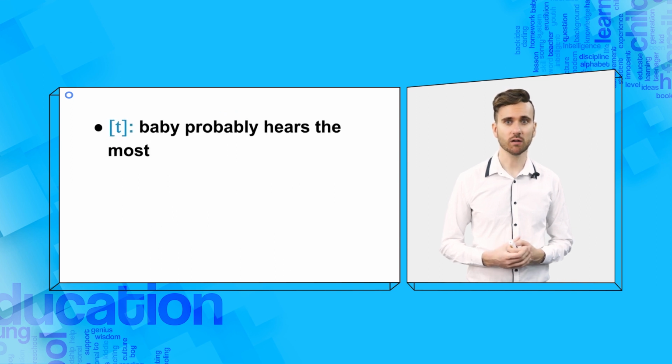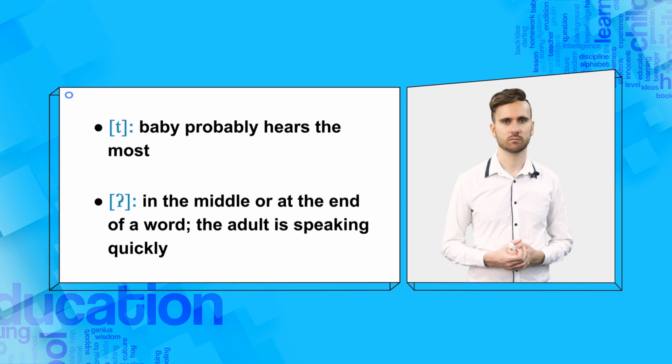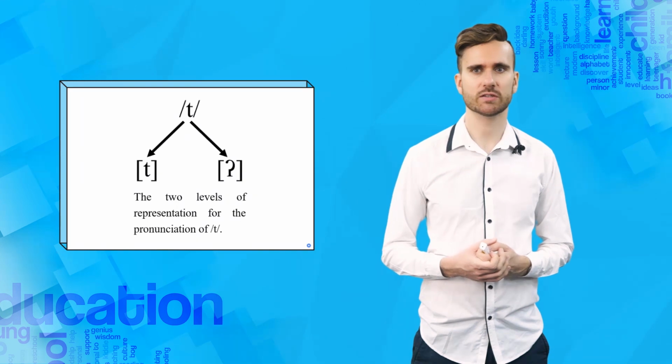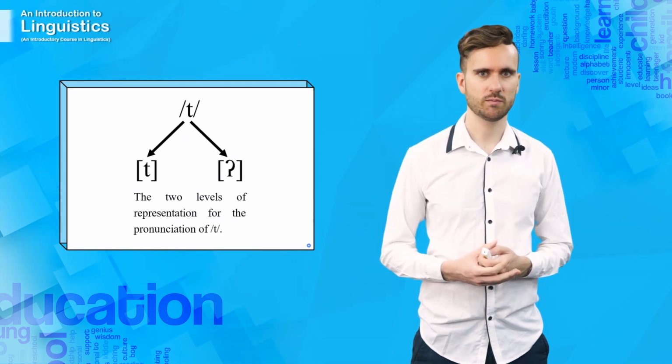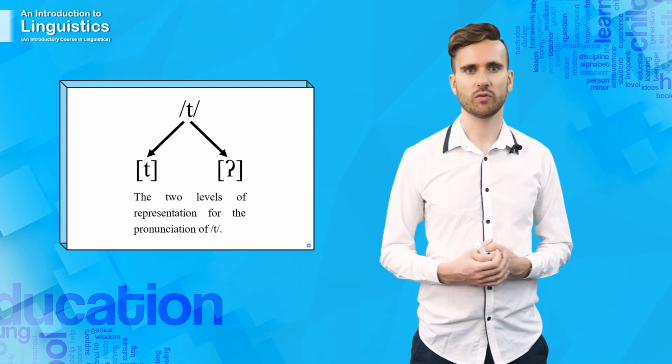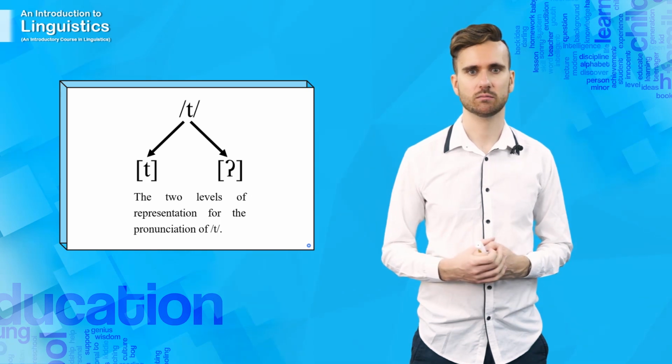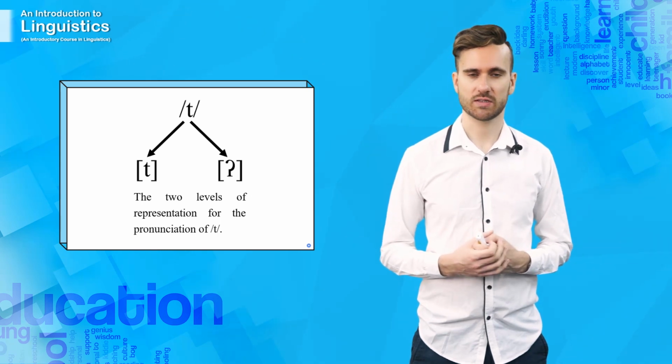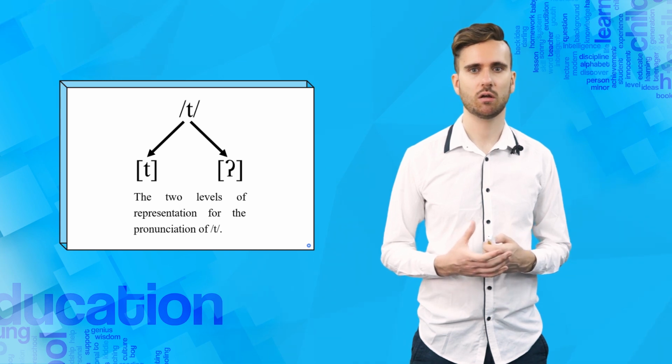However, in real-life speech, t can of course be spoken in different ways. It could be t, which is what the baby probably hears the most. Also, it could be the glottal plosive, if it is in the middle or at the end of a word, and the adult is speaking quickly. This is why two levels of sound are needed. Sometimes we want to write the abstract category of a sound, and sometimes we want to write what someone actually said. These two levels of sound are represented in the image on the screen.